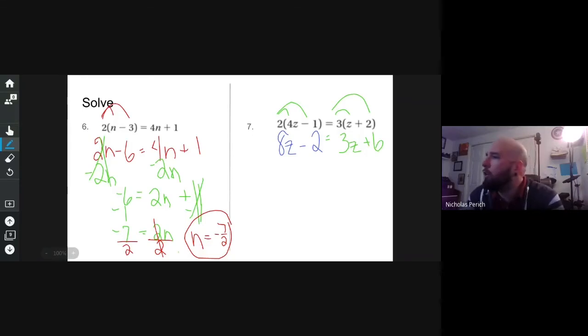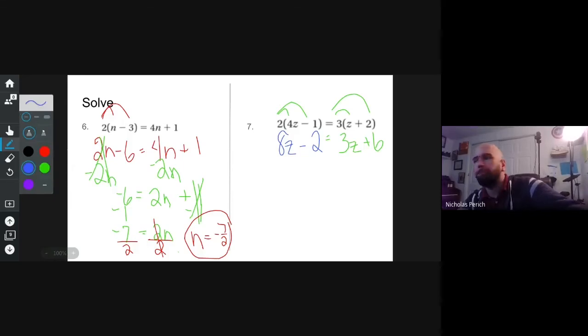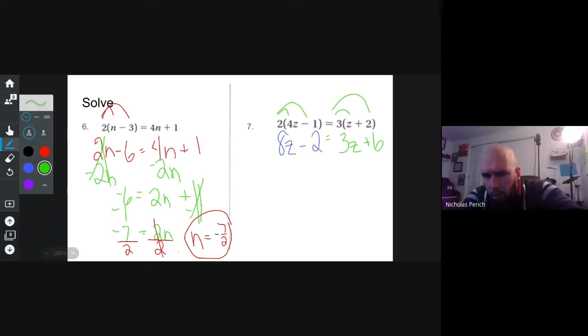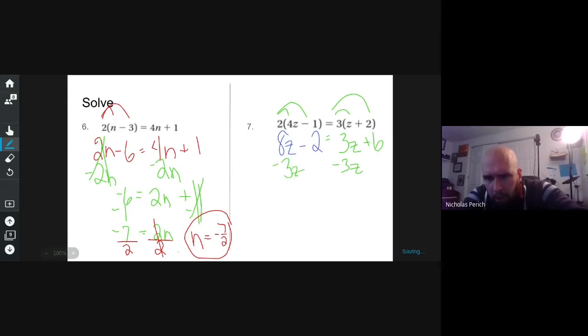I have an 8z on the left. I have a 3z on the right. Which one should I get rid of first and how? 3z. So I'm going to get rid of the 3z by subtracting it out. Minus 3z, minus 3z. I have 8 zebras, and the zebra bandit takes away 3 of them. Now I only have 5 zebras. What kind of life is that? Drop down the minus 2 equals 6.